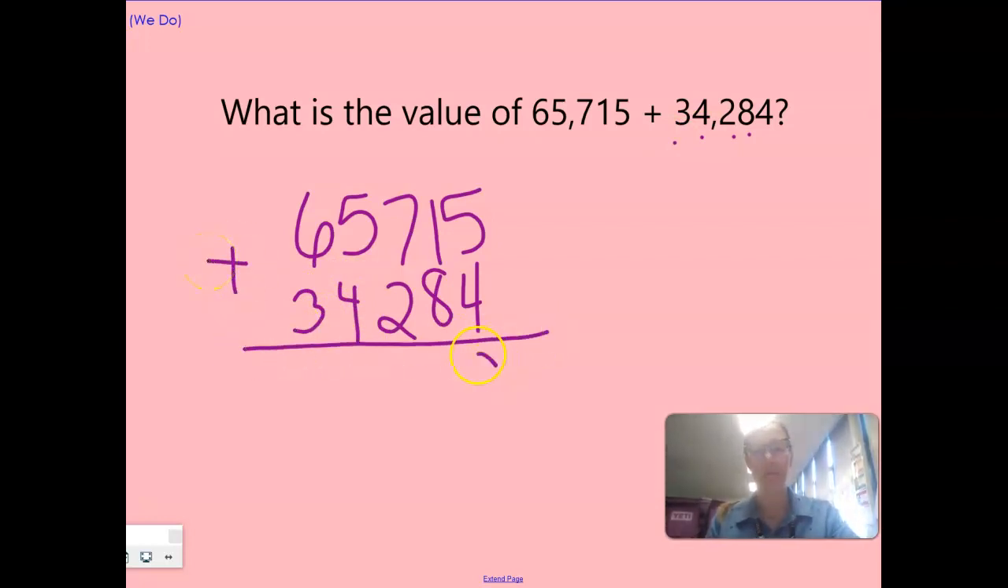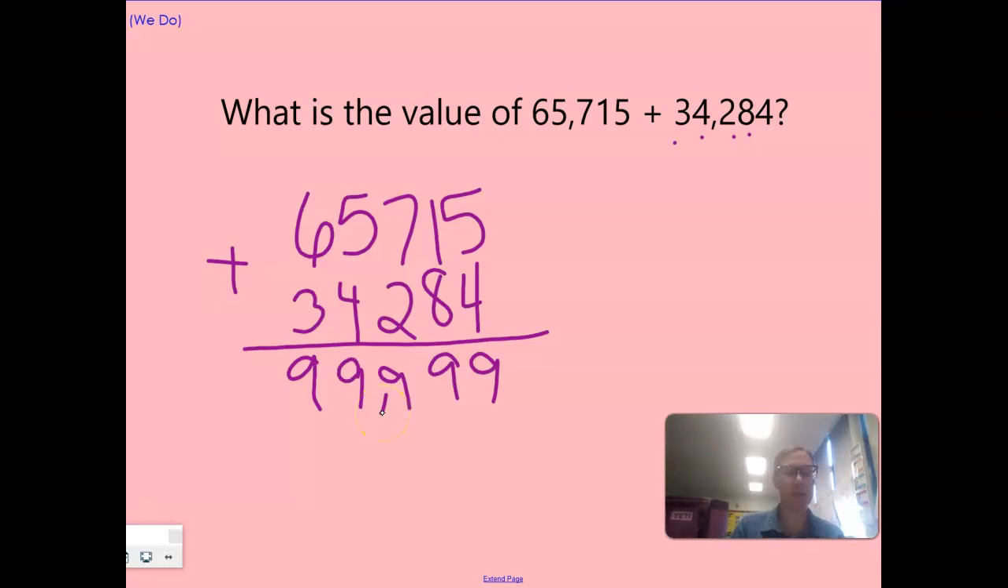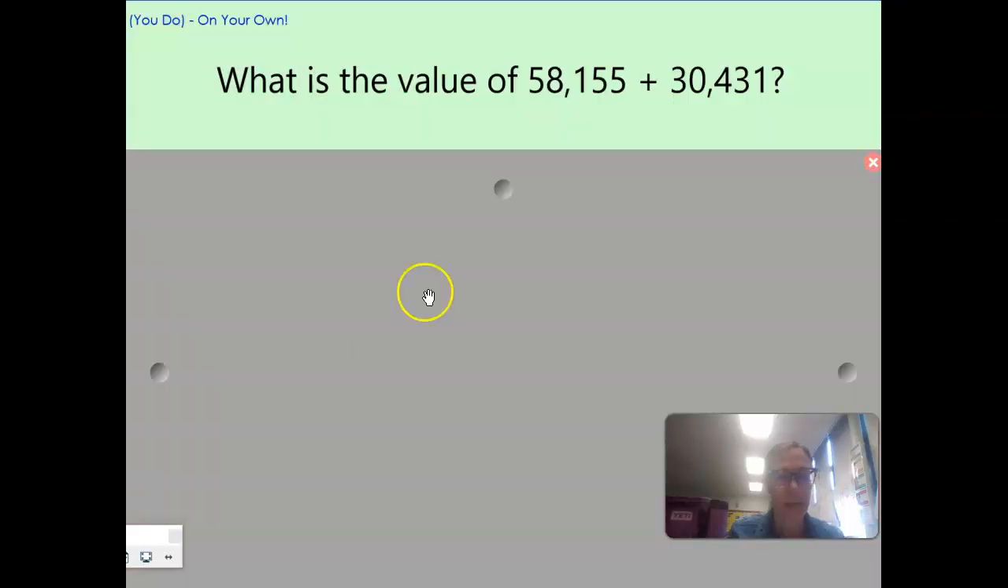Let's add that up. 5 plus 4, 9. 1 plus 8 is 9. 7 plus 2 is 9. 5 plus 4 is 9. And 6 plus 3 is 9. Well, would you look at that? The sum of these two numbers is 99,999. All right, try this one and then check back and see how you do.